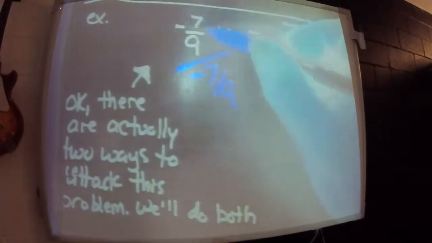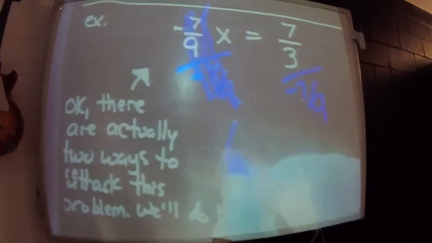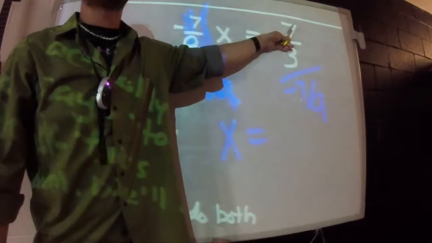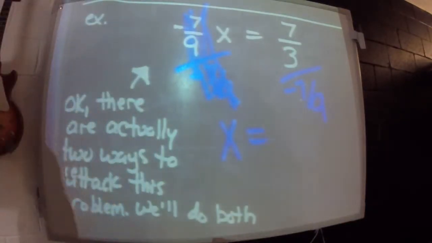Now, anything divided by itself is 1. So negative 7/9 divided by negative 7/9, that's going to be 1, 1x, or just x. In your calculator, you're going to want to say 7/3 divided by negative 7/9, and what do you get?